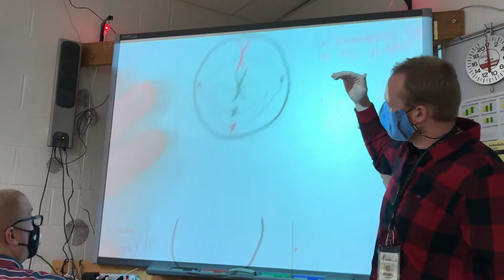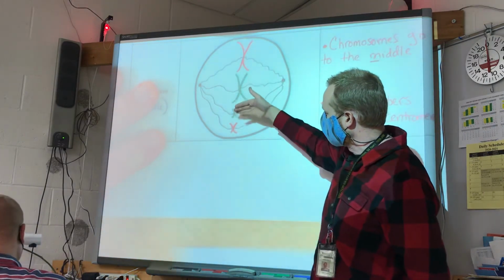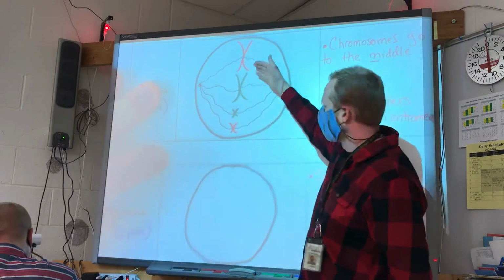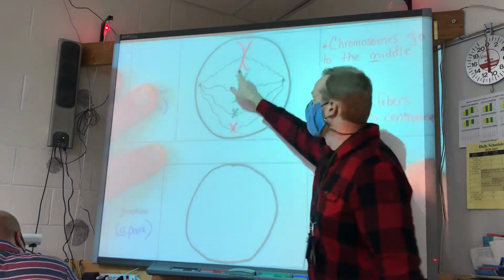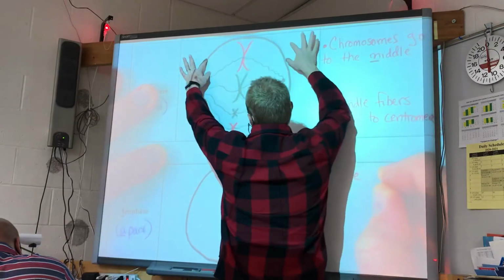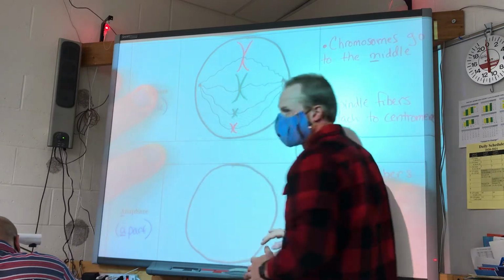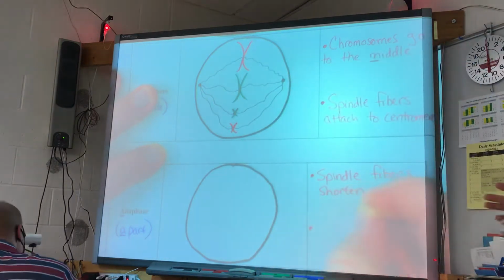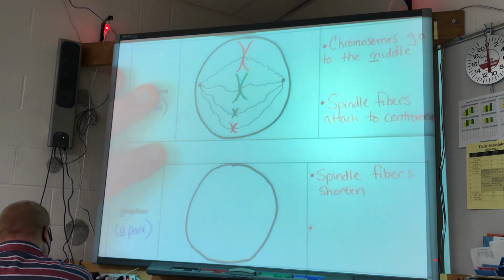So Mr. DeBoer drew his red, big green, little red. So when we draw our anaphase, we want to try to match this. However, this is going to get ripped apart, this is going to get ripped apart, this is going to get ripped apart, and this is going to get ripped apart. Okay? So we're going to keep our big red chromosomes, but they're going to get ripped in half.